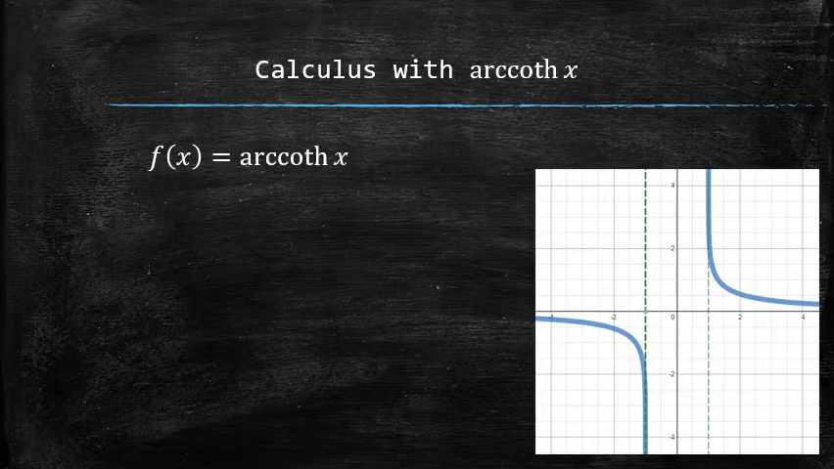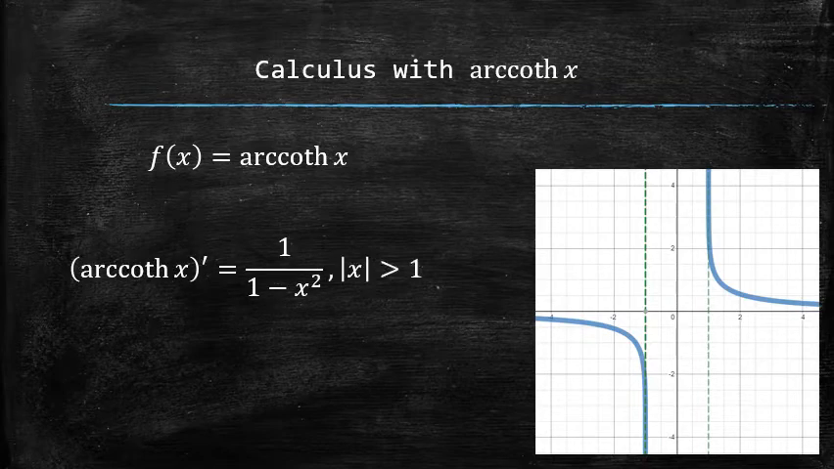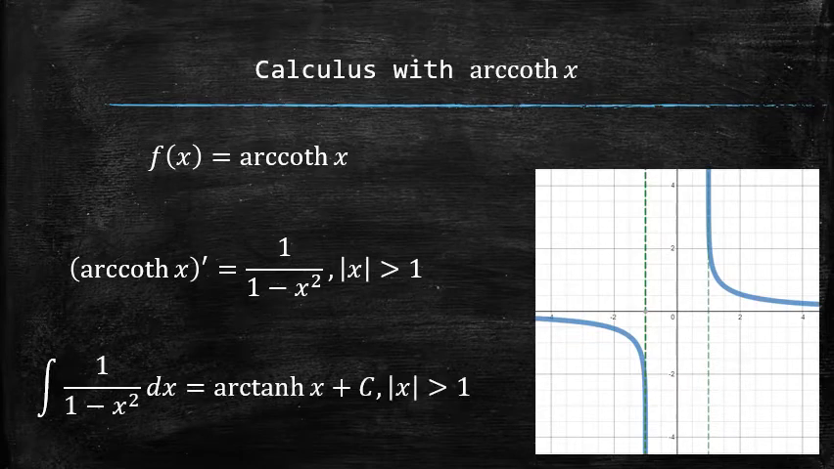In summary, we now have the formula for the derivative of the hyperbolic arc cotangent function, as well as the formula for the antiderivative of its derivative. You might have noticed that the hyperbolic arctangent and the hyperbolic arc cotangent have exactly the same derivative. The key difference is in the domain of each function. The hyperbolic arc tangent only exists between -1 and 1, and the hyperbolic arc cotangent only exists when the input is greater than 1 or less than -1.